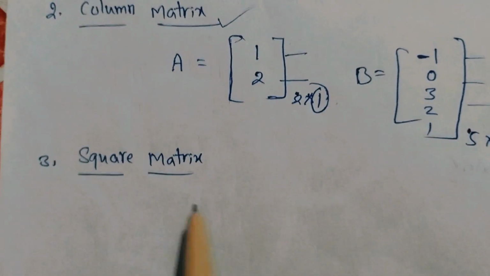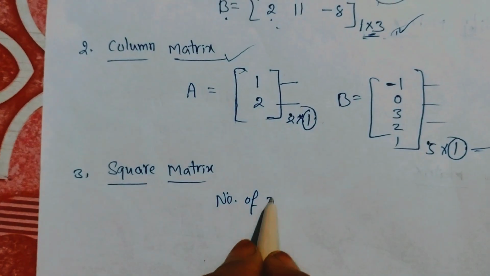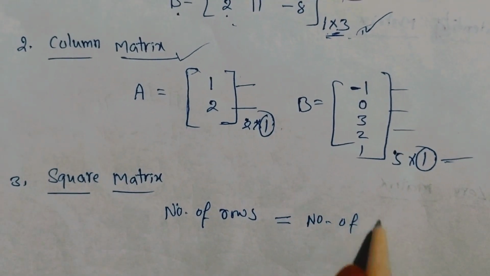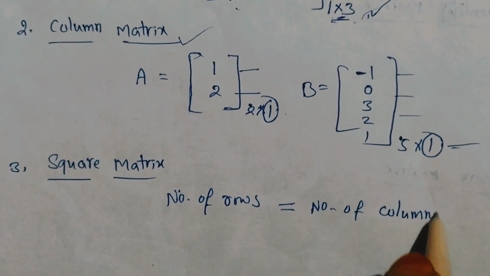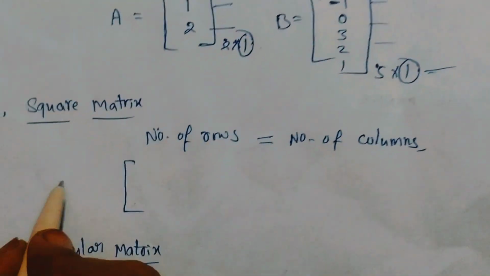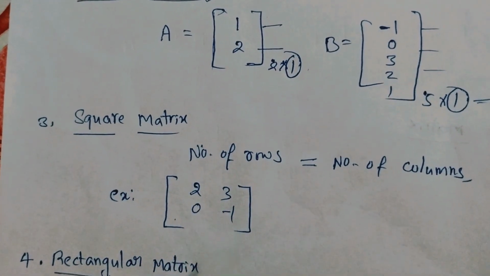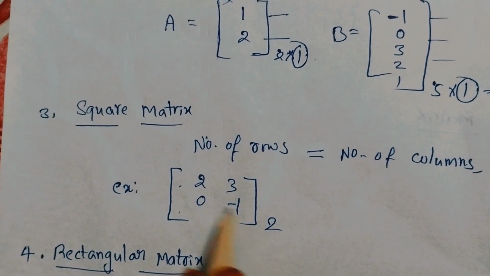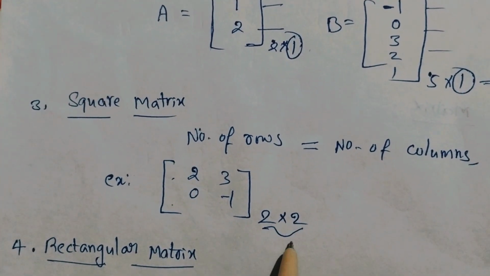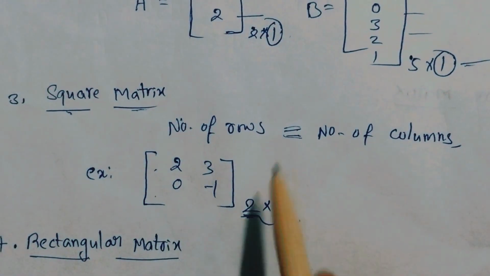Okay. The next, third one, is a square matrix. If the number of rows is equal to the number of columns, then it's called a square matrix. For example, the matrix 2, 3, 0, minus 1. How many rows here? 2 rows. How many columns here? 2 columns. Then we get a 2 by 2 matrix. So rows and columns are equal in this matrix. This is called a square matrix.